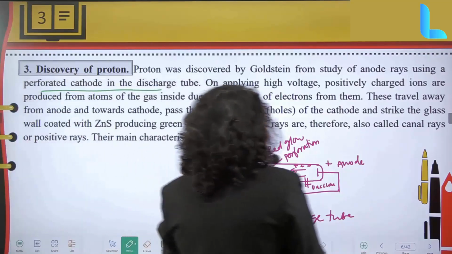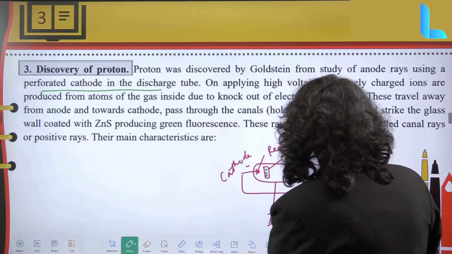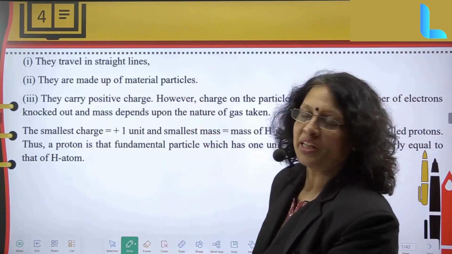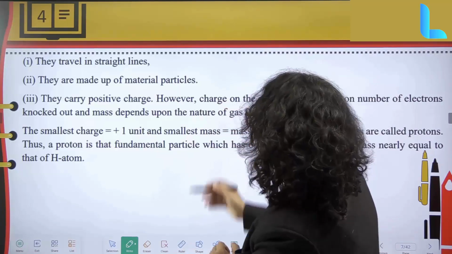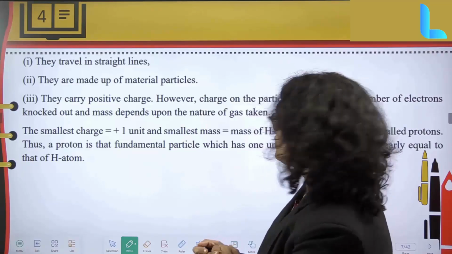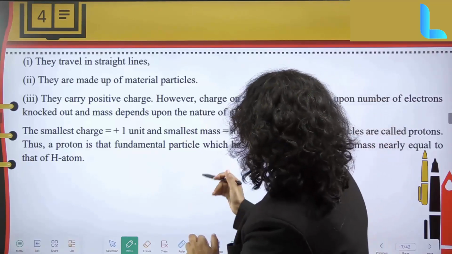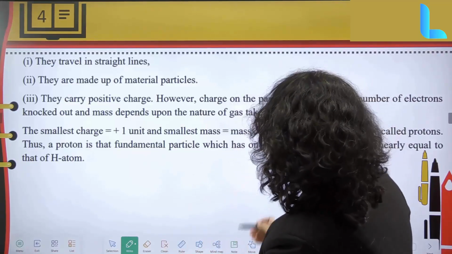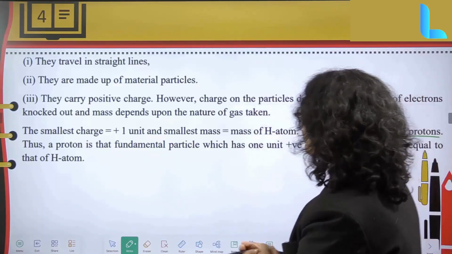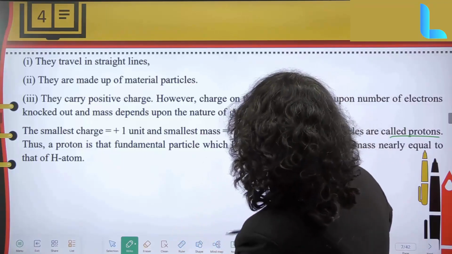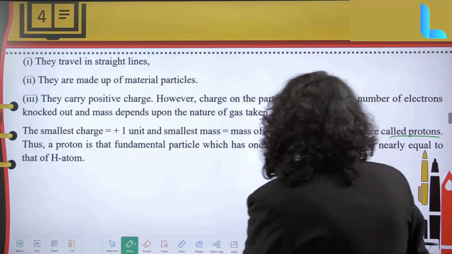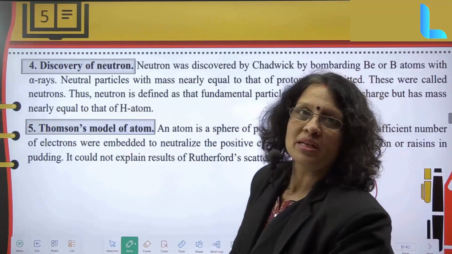So they are called canal rays. The main characteristics of these rays are that they travel in straight lines and are made up of material particles. They carry positive charge. However, the charge on the particle depends on the number of electrons knocked out, and the mass depends on the nature of the gas taken. The smallest charge is plus 1 unit, with the smallest mass being that of the hydrogen atom. These particles are called protons. So the proton is a fundamental particle which has 1 unit positive charge and mass nearly equal to the hydrogen atom. They are the ones deciding the mass of an atom.